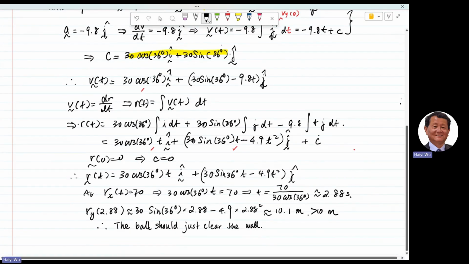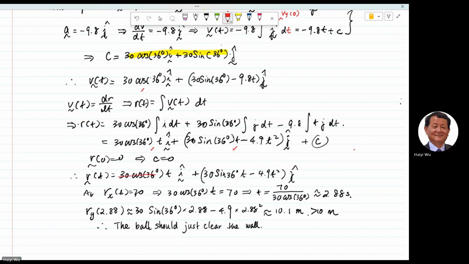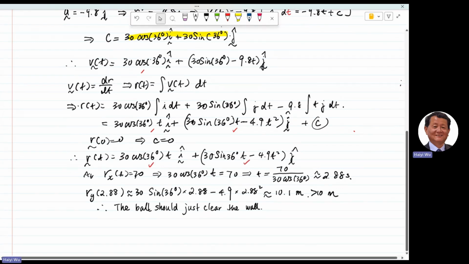Now we're going to find out what C is again. We plug in 0 when the time equals 0, and the position is 0 because the projectile starts from 0. So C is 0. Therefore, my position vector has an x component and a y component. The x component of the position vector is given as 70. So that's the given condition.